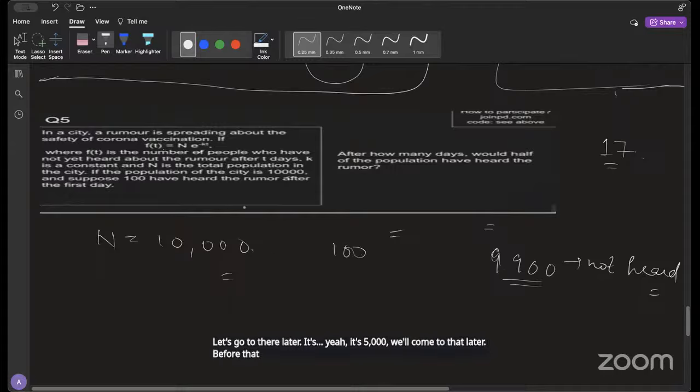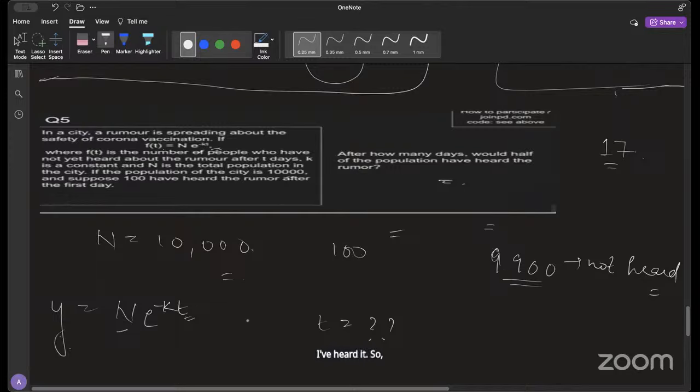Before that, I think we have one thing missing in this equation, which is K. Let's just write the equation down first. Your f(x) or your y is N e to the power minus kt, right? So you've been given time. The time you have to find, right? In this question, time you have to find. And everything else you've been given. N you have been given. Y you have been given 5,000, right? Half of the population have heard it. So Y is going to be 5,000.